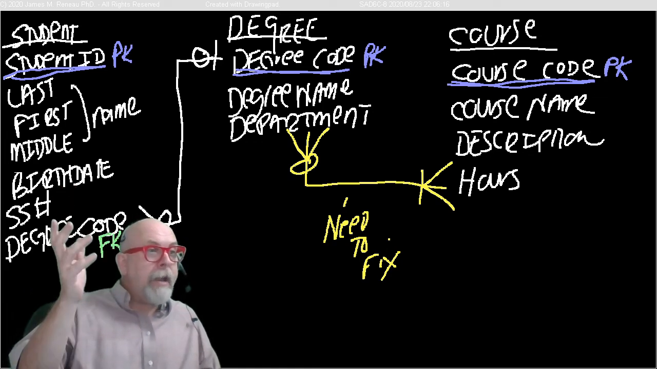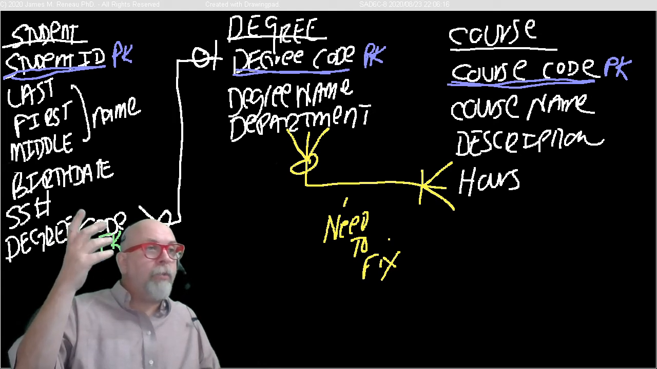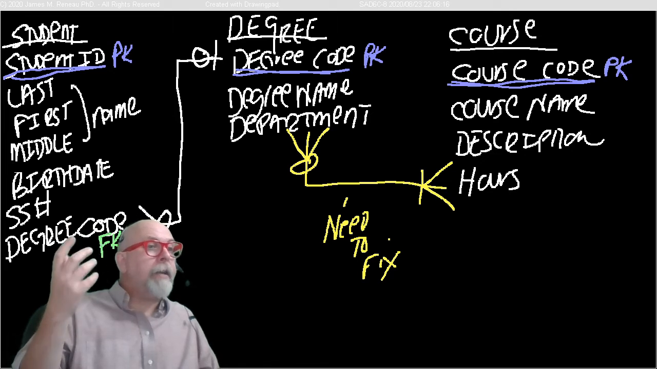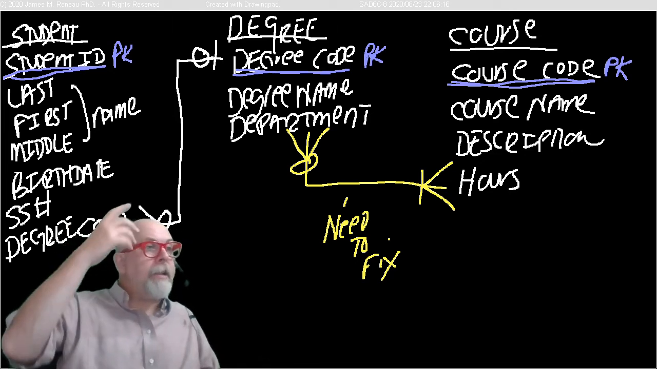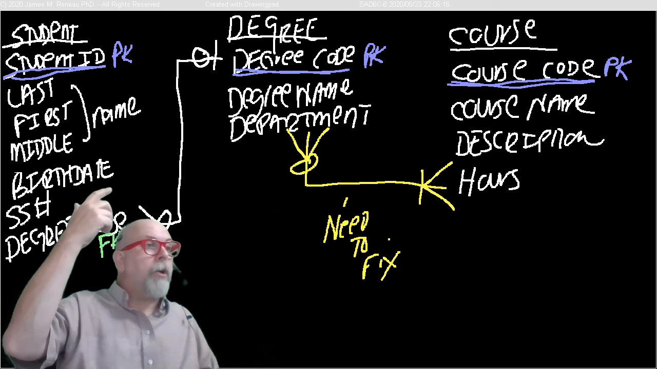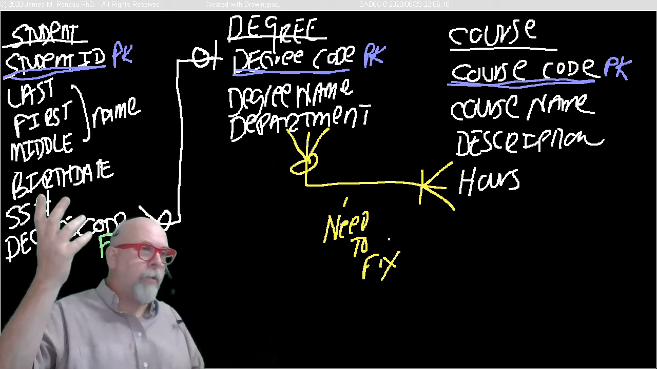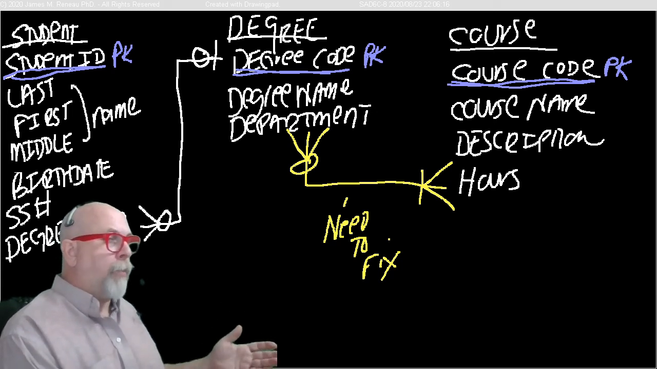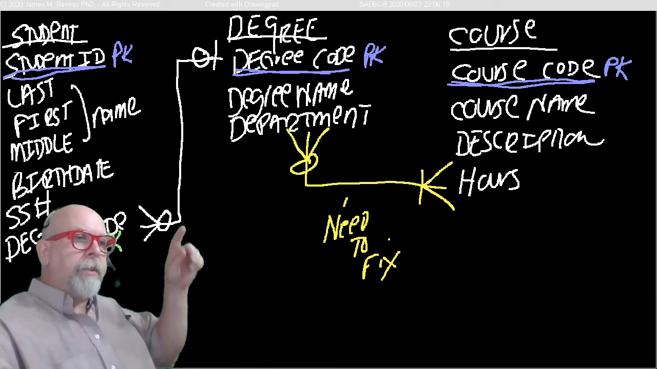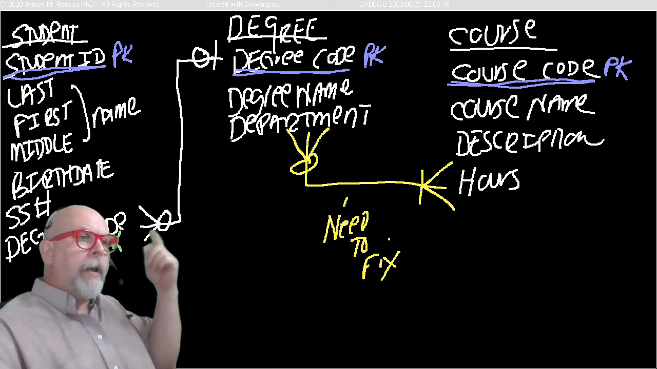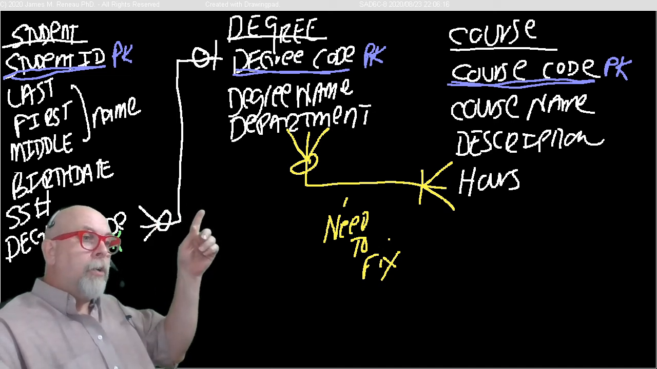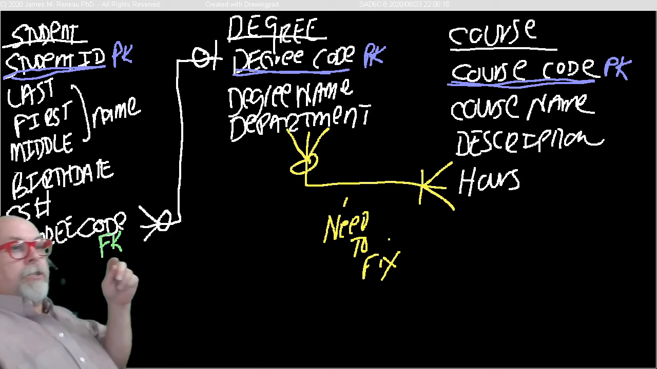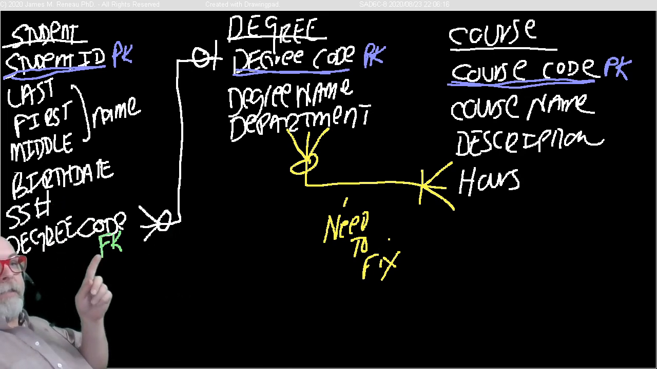I then started putting attributes on the entities, like a student would have a student ID and a last name and a first name and a middle name and a birthday and maybe a social security number, and a degree would have the degree code and the degree name and the department that the degree belongs to, and a course would have a course code, course name, description, hours. I then put the relationship here and said, well, I need the degree code to be a foreign key on the student to implement this one-to-many relationship, and you can see there it is as a foreign key.